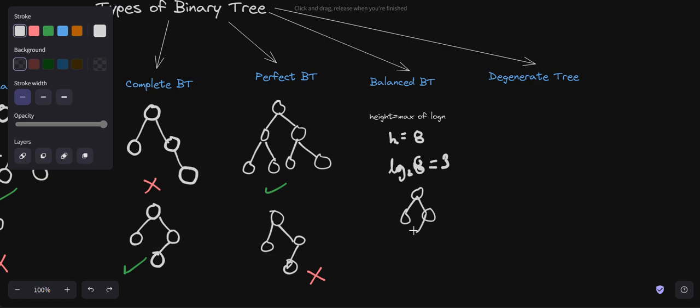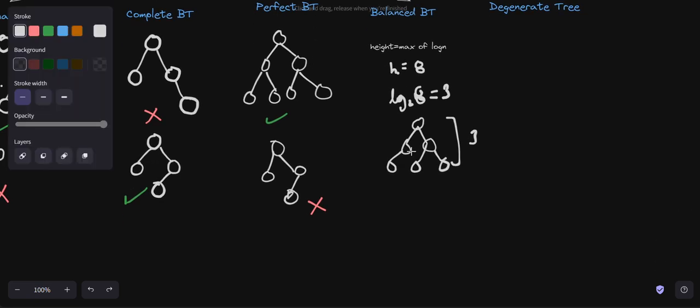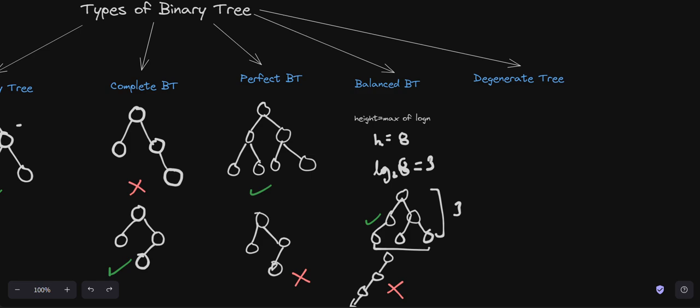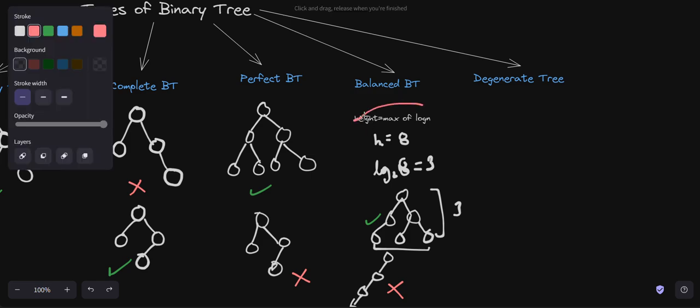If we have 8 nodes, you can fill them so that this is the 3 height. You can't make this binary tree in this manner. The height should always be log of n. So this is right, but this is not a balanced binary tree. This is just a formula which shows how this works.